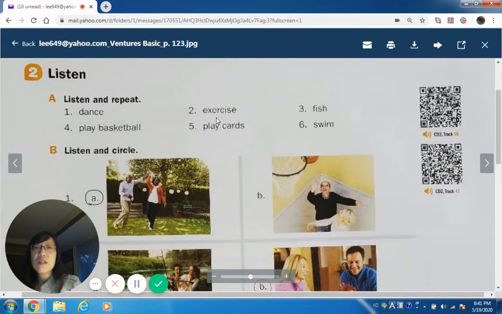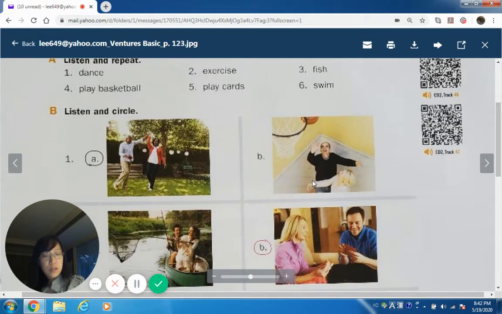And also exercise. But look at number 5, C. This is not E, this is not I, so it's going to have the hard sound, K. K is called a hard sound. So that's a hard C sound. Cards.